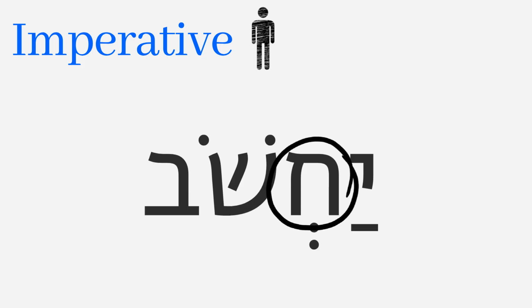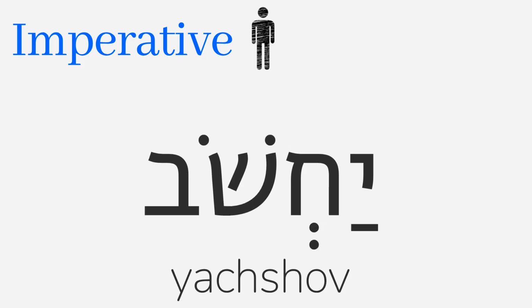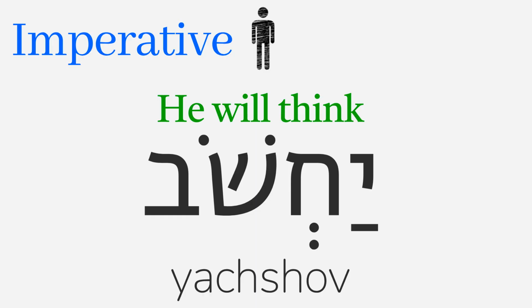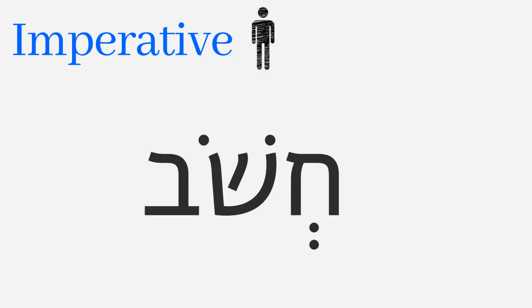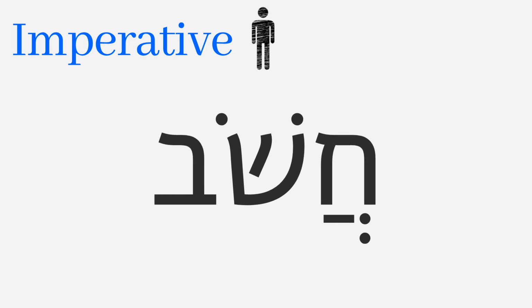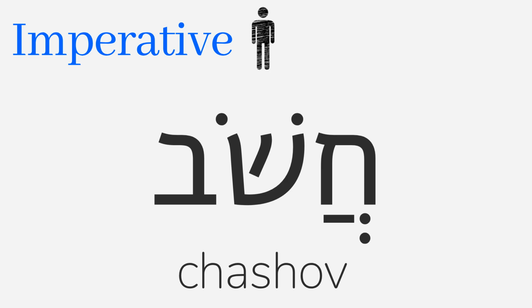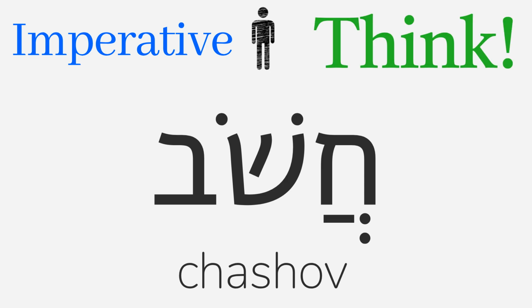If the first letter of the root of the verb is a chet, as in yachshov, he will think, when we take off the prefix, we are left with a shva under the first letter chet, which cannot happen. So we must change this to a chataf patach to make chashov, the masculine singular imperative, think.